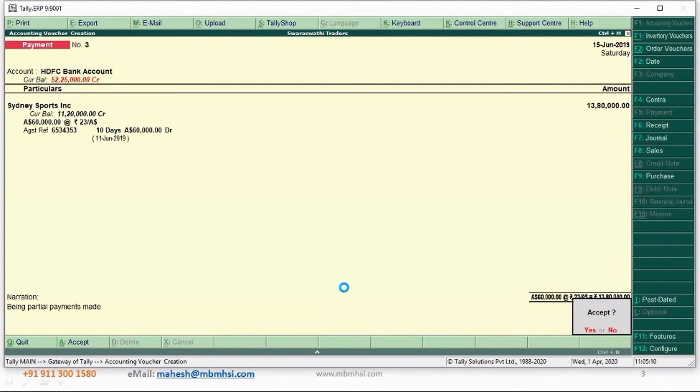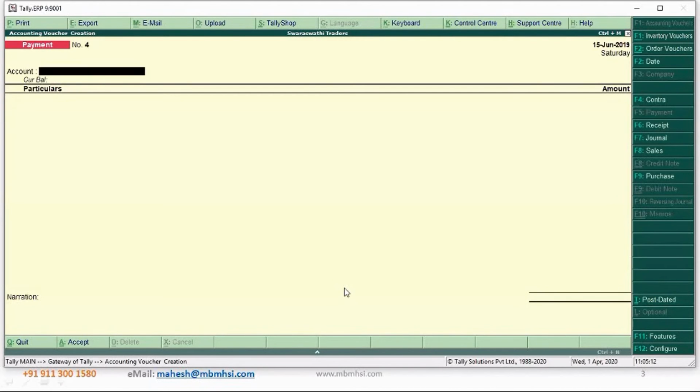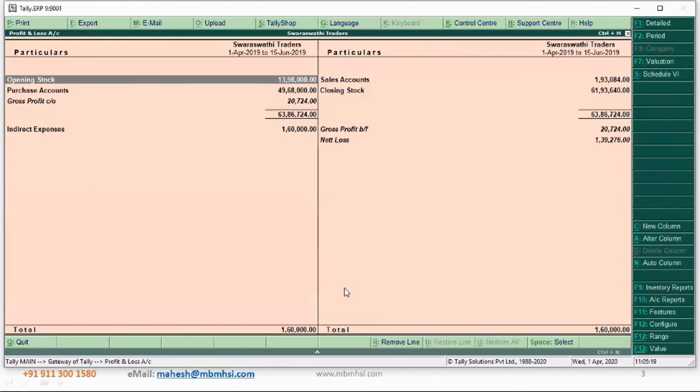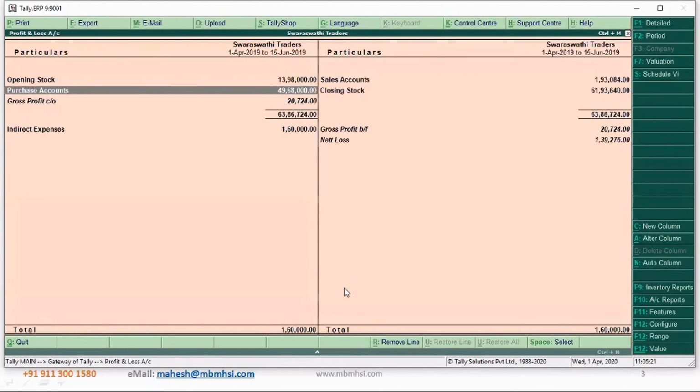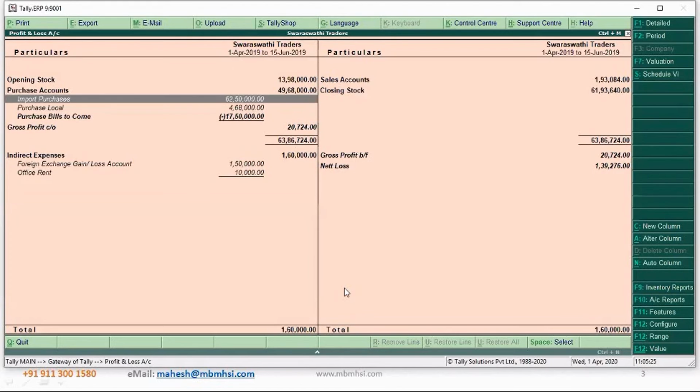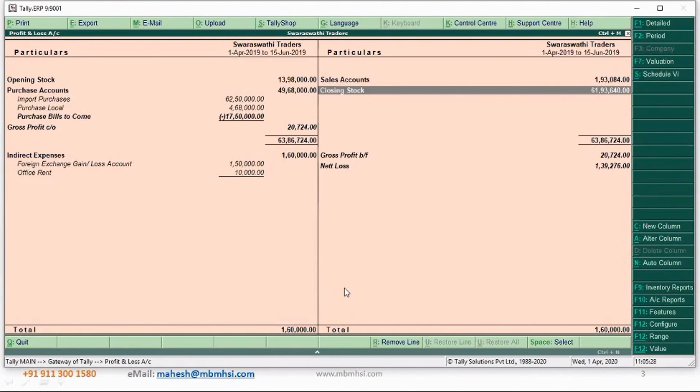Partial payments made. Okay. Now let us look at the report. What is going to happen? If I go to my P&L, there is no effect, because it's not affecting any of my P&L because I have not done any adjustment entry. So P&L remains the same.